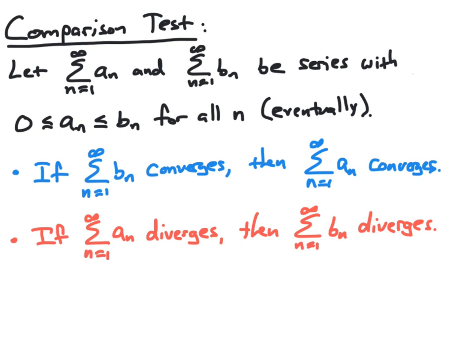Notice that to use either part of the comparison test, we do need to know ahead of time whether the series we're comparing to converges or diverges. And that's why it's useful to always compare to a p-series or a geometric series, since convergence or divergence of those series is easily determined.